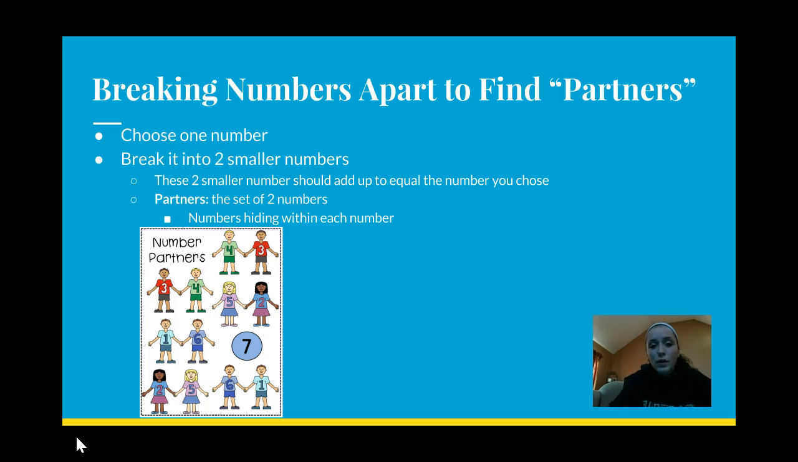So we're going to break the numbers apart to find partners. You can choose one number between the range of 1 to 10, and we're going to break it into two smaller numbers, which are what we would call partners. They're a set of two numbers that are hiding within a number. Once you find these two smaller numbers, they should add up to equal the number you chose. And if not, then they are not partners for the number.